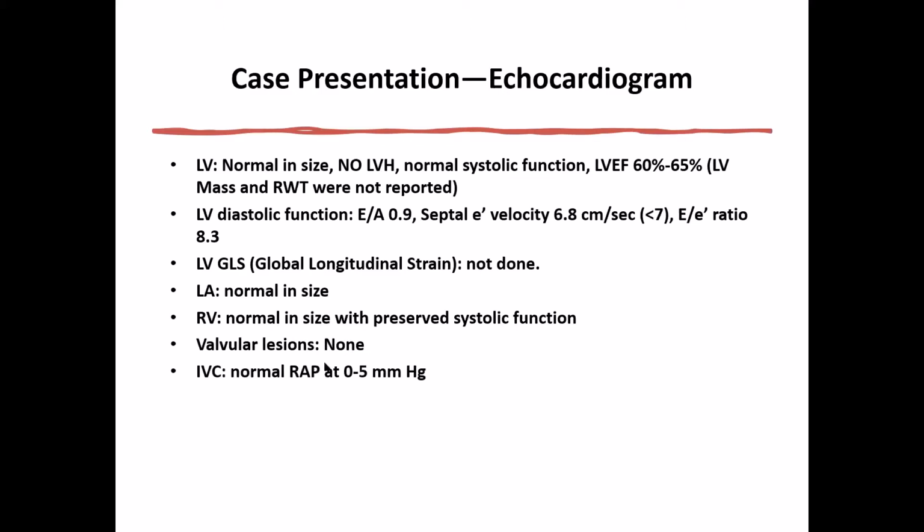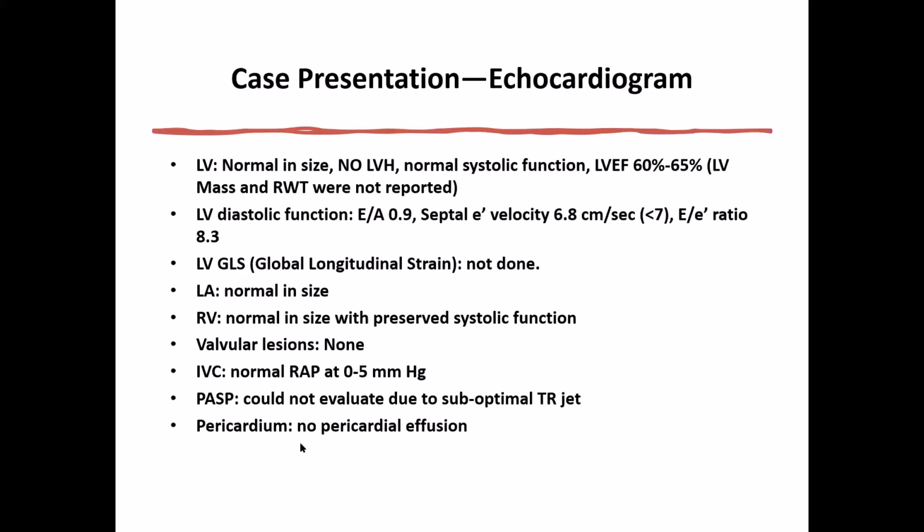Valvular lesions. Then IVC, what's the volume status? And pulmonary artery systolic pressure. Does the patient have, by echocardiogram, elevated pulmonary pressures or not? And pericardium. So constrictive pericarditis can cause shortness of breath. And so we'll be looking at that also. So basically, every single part that you image on the echocardiogram has relevance in patients with shortness of breath.